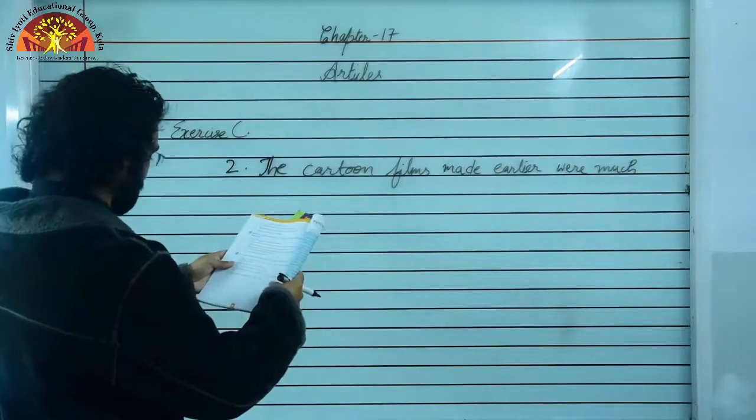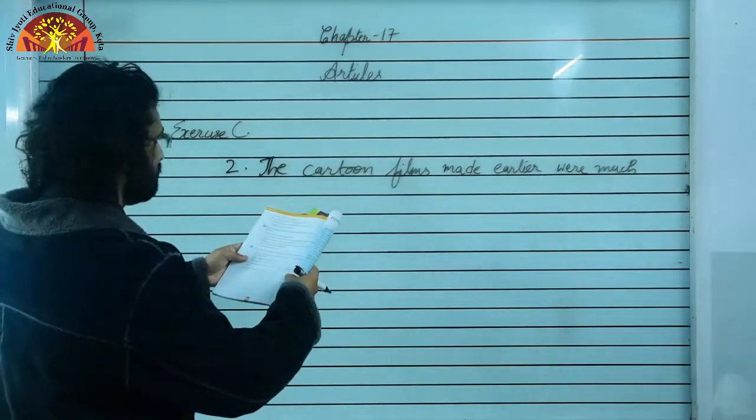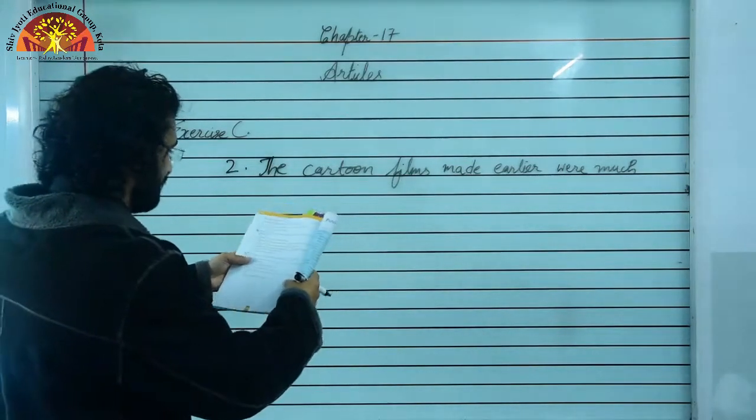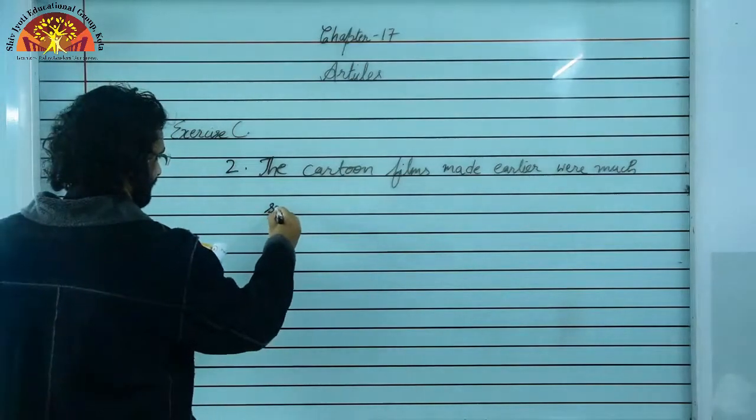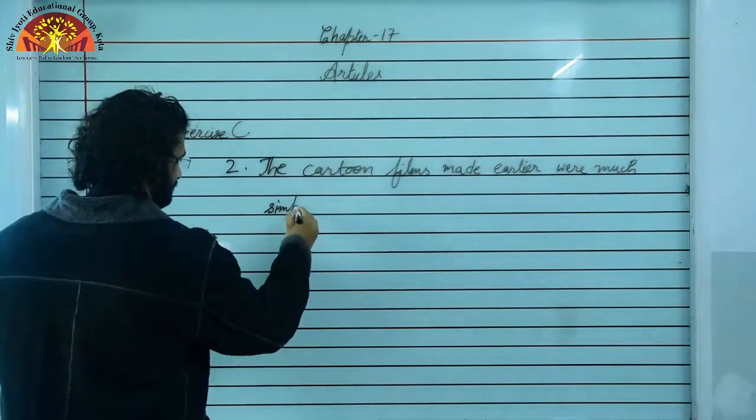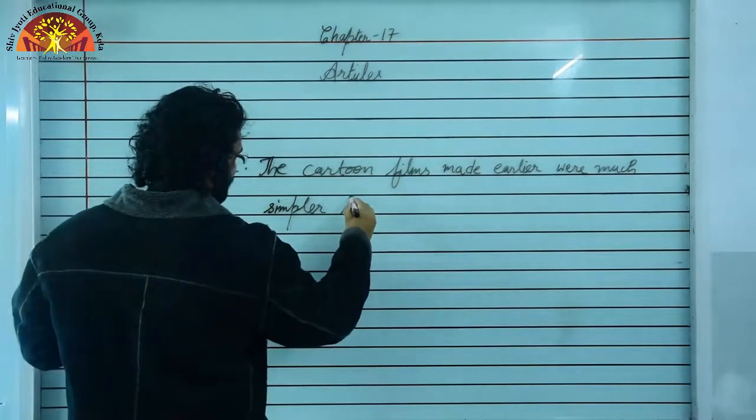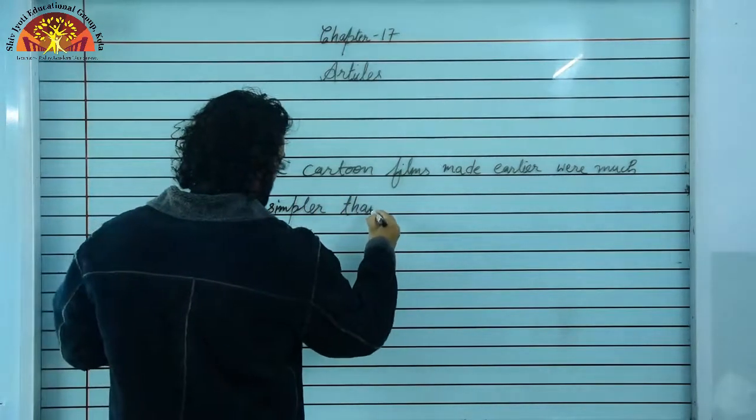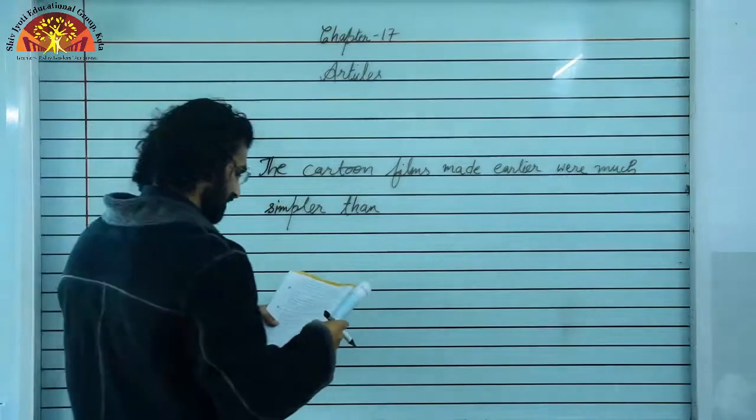See the second one in your book, page number 80. The cartoon films made earlier were much simpler than the ones made today.